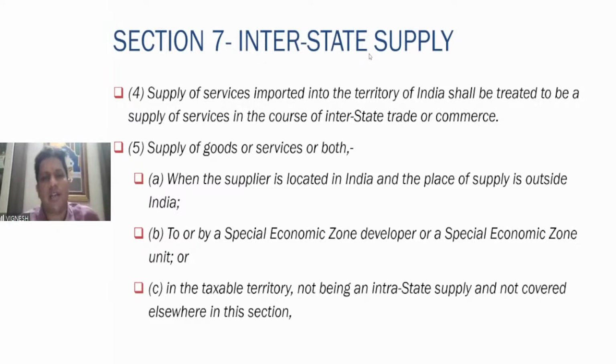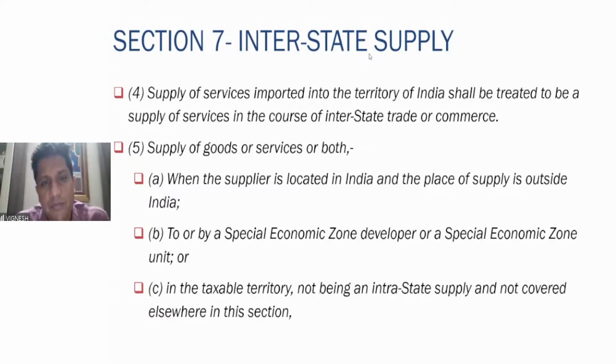So therefore, it comes under export of service only. Therefore, it is an interstate supply. Fine. And the next one: any supply in the taxable territory not being intrastate supply and not covered elsewhere in this section. So a residuary provision also is given.